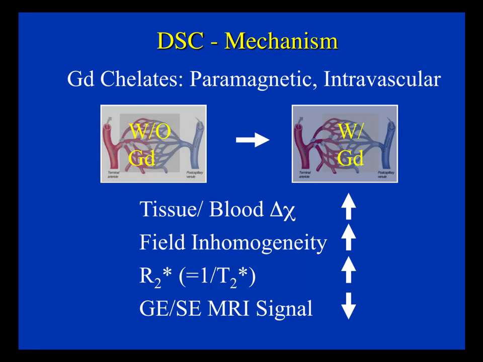Okay, so let's see how the dynamic susceptibility contrast works in practice. Here's my cartoon of a tissue voxel without gadolinium. And then we have the other situation when the gadolinium is within the blood and has filled the tissue voxel. So gadolinium is paramagnetic, and it stays intravascular unless the blood-brain barrier is broken.